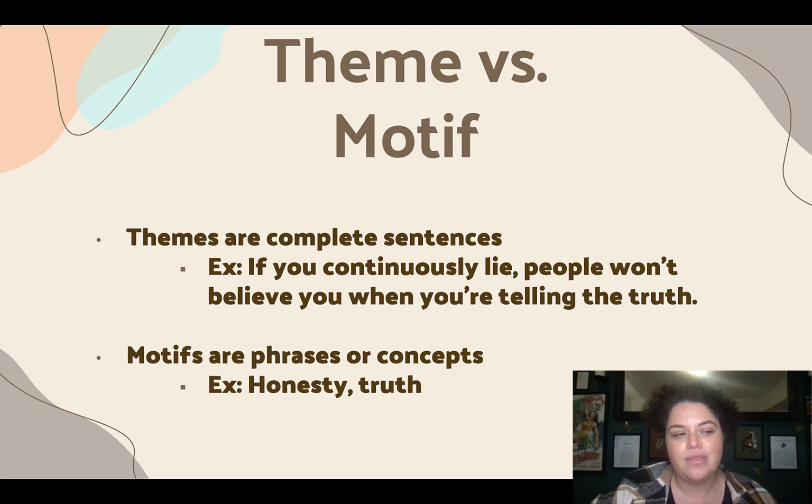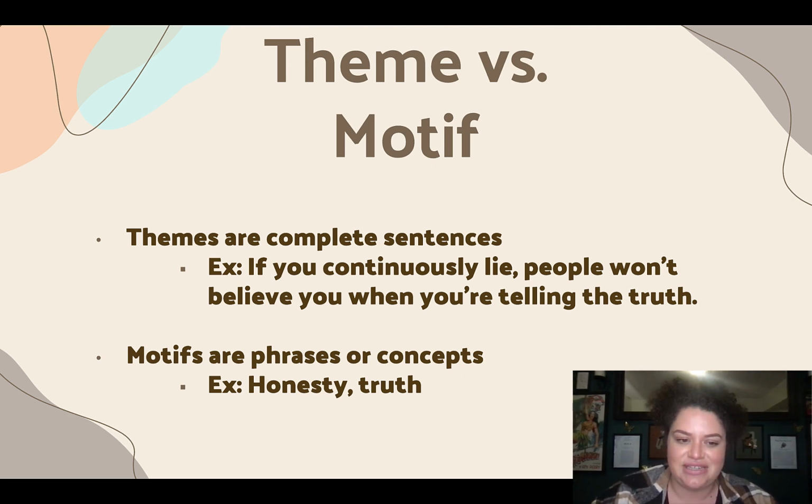There is a difference between a theme and a motif, and I really need you to understand the difference, okay? This is one of those peeves of mine that really bothers me when people don't understand the difference. That's just a personal hang-up of mine, but I really want you to understand it. So a theme, or themes, are complete sentences. For example, if you continuously lie, people won't believe you when you're telling the truth. That's the theme of the story of the little boy who cried wolf, right? The lesson being taught there is that if you continuously lie, people don't believe you when you're actually telling the truth. So that's a theme.